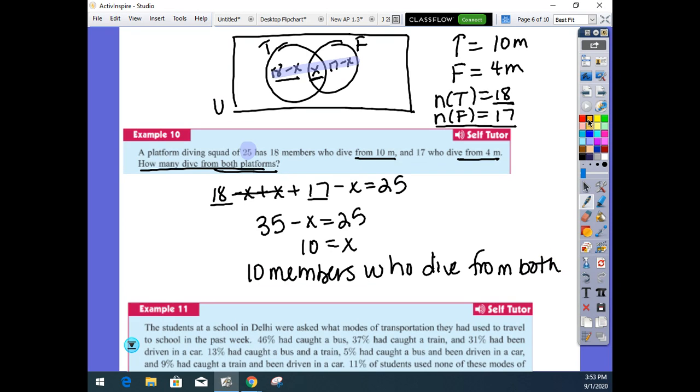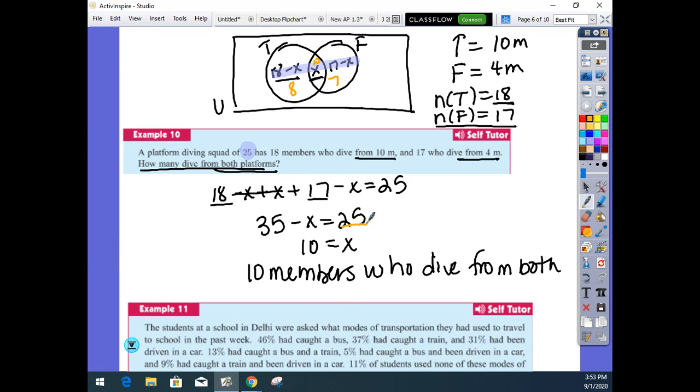So that should kind of make sense, because if this is 10, I take 18 minus 10 to get 8, 17 minus 10 to get 7, 8 plus 7 plus 10 is my 25.